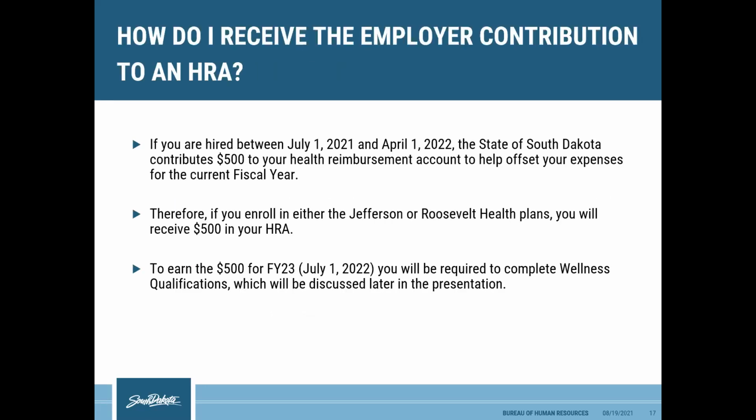How do I receive the employer contribution to an HRA? If you were hired again between July 1st of 2021 and April 1st of 2022, the state of South Dakota contributes $500 to your health reimbursement account to help offset your expenses during the current fiscal year. Therefore, if you enroll in either our Jefferson or Roosevelt health plans, you will receive the $500 in an HRA account. And again, to earn the $500 for fiscal year 2023, again beginning July 1, 2022, you'll be required to complete the wellness qualifications later discussed.